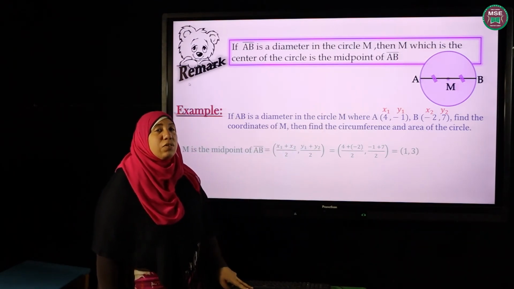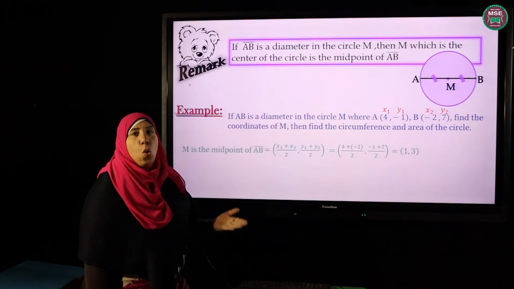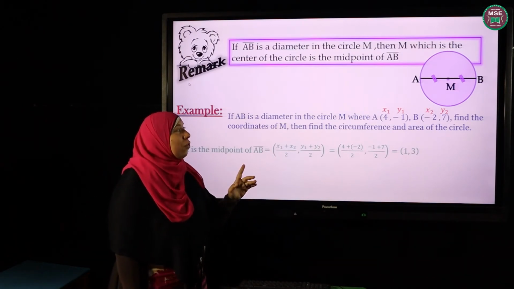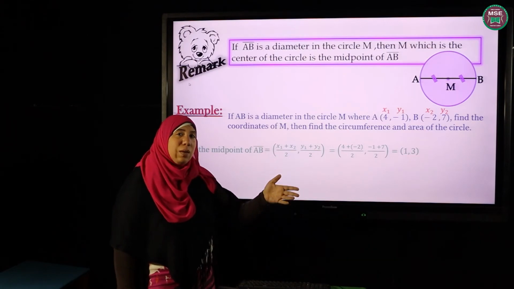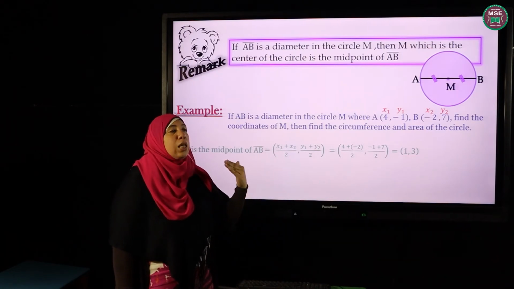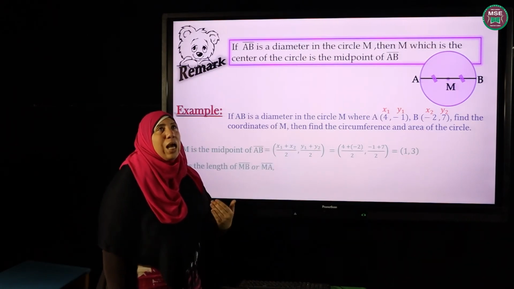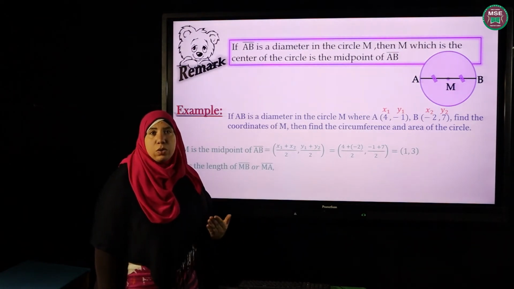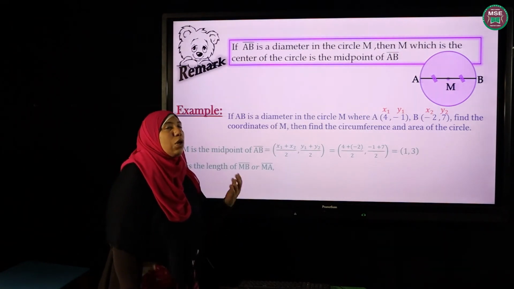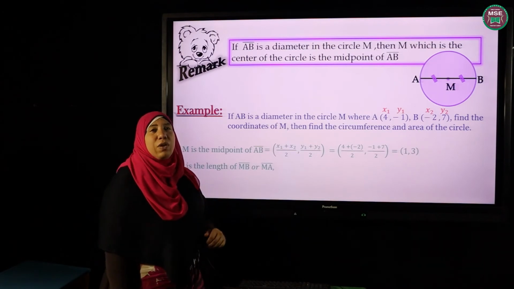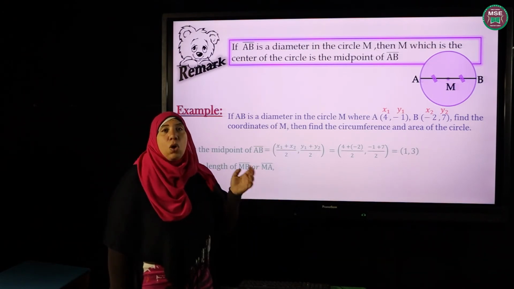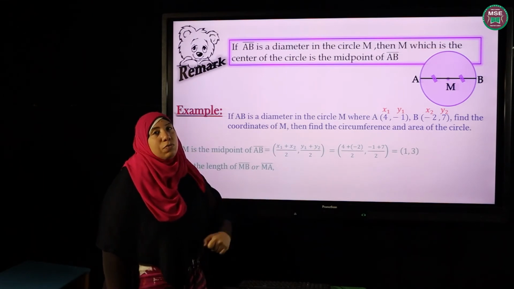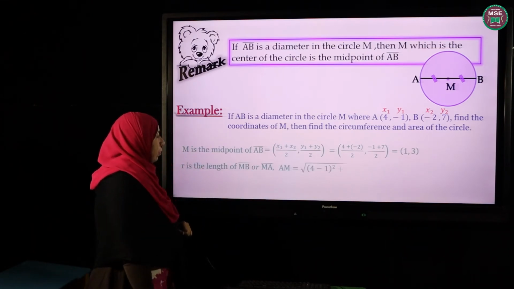So to find the radius, I will find AM or BM. I will not find the distance AB. Or if you found the distance AB between A and B, you are now finding the length of the diameter. When you find the length of the diameter, you have to divide it by 2 to find the length of the radius. So here you can use the radius directly, or find the diameter and divide by 2, and you will get the radius.